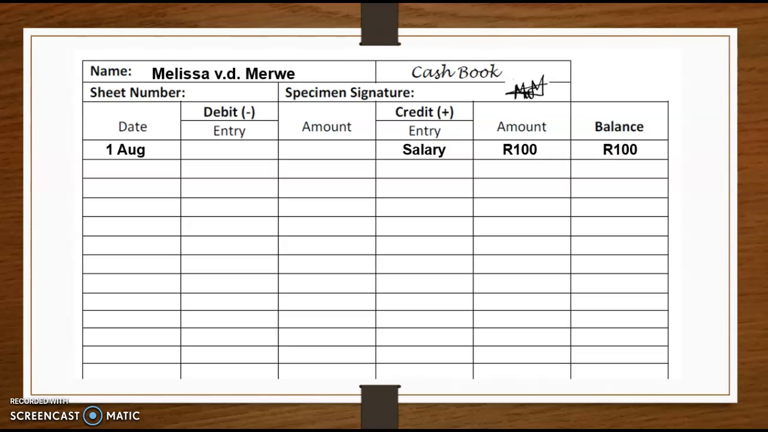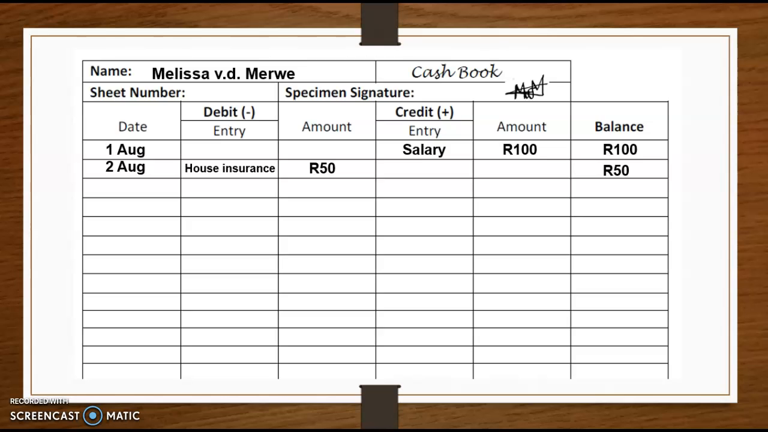Okay, let's look at our next transaction, which was on the 2nd of August. You write it into the date column. And you had to pay for your house insurance. Okay, this would be a minus, so it's going to go in the debit. I'll just write house insurance, or you can just write insurance if you want to. And the amount will go right next to it. It is 50 Rand. So we have a balance of 100 Rand, and now we had to pay 50 Rand. So we have to say 100 Rand minus the 50 Rand we had to pay, and our balance would be 50 Rand now.